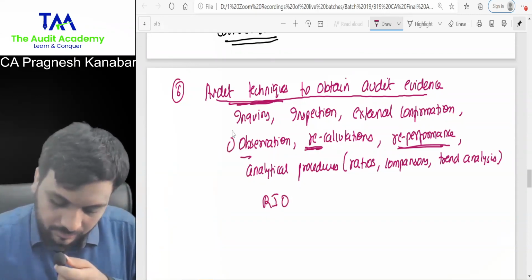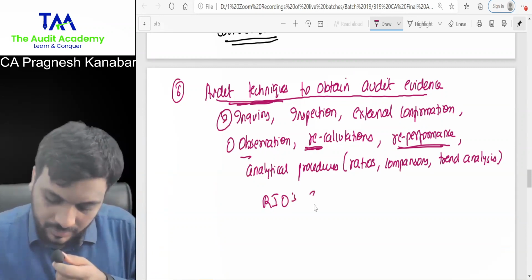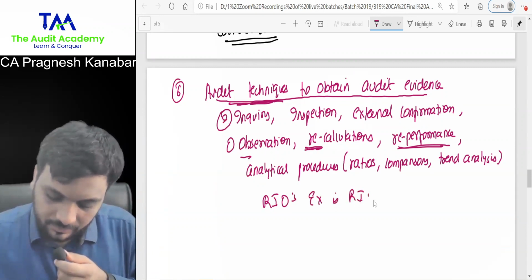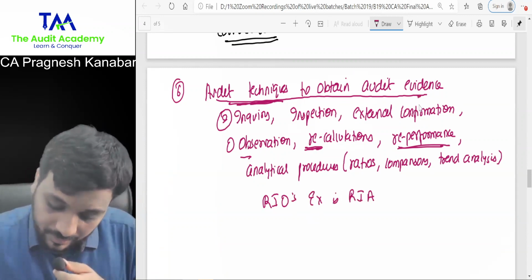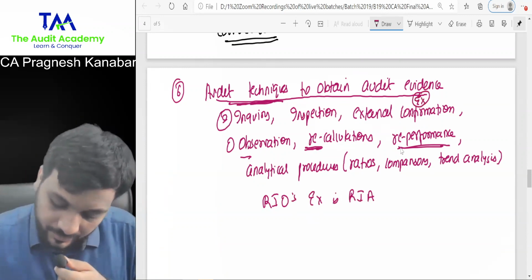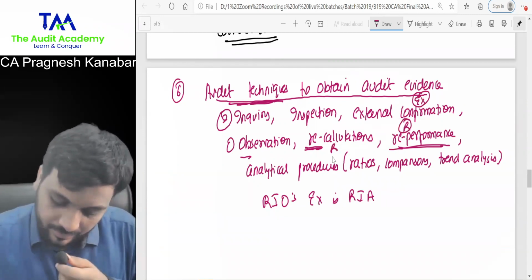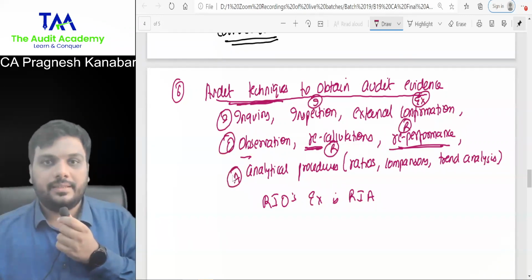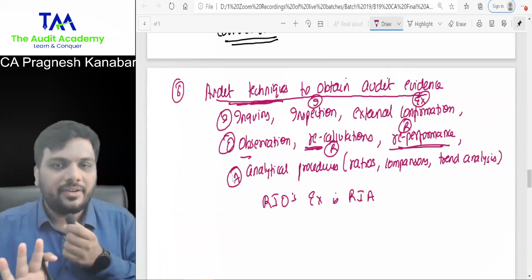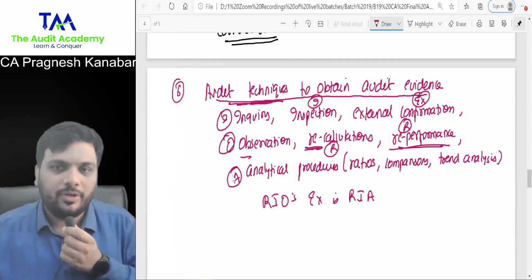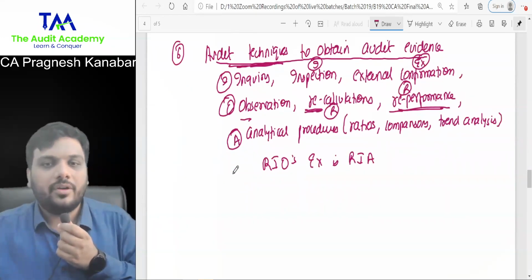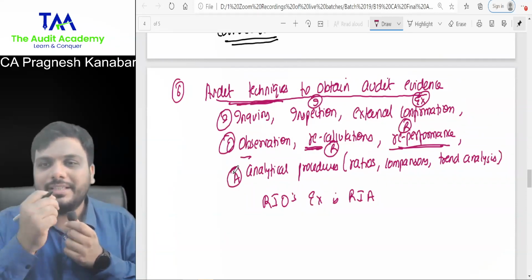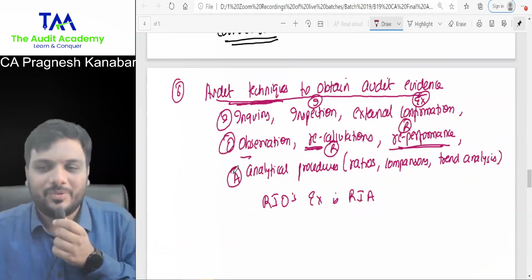At the intermediate level, we also give a code word for this. Rio's X is RIA. If at all you want to remember all the techniques, it is not required at the final level. That is why I do not glorify this topic too much. Just that if these words are at the tip of your tongue, it helps me teach the audit subject.